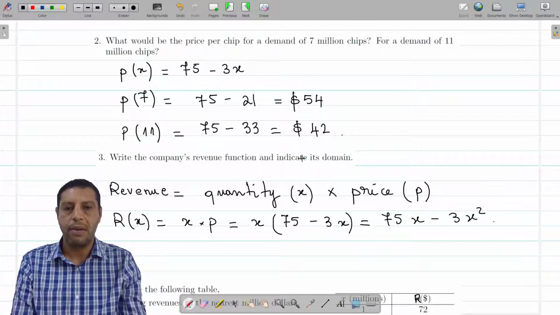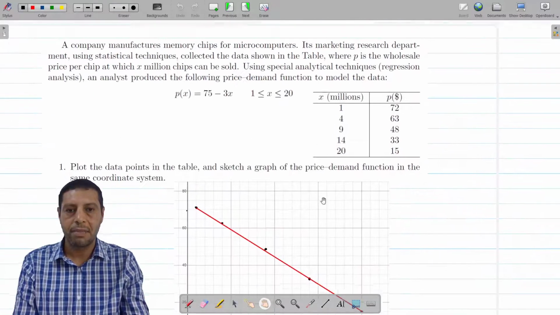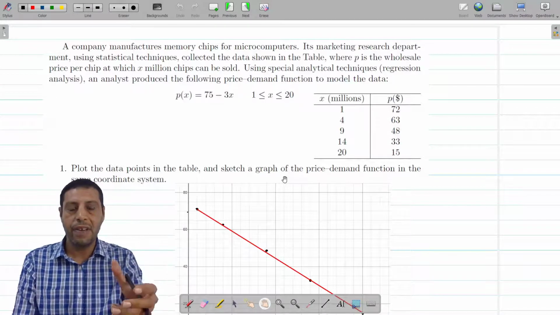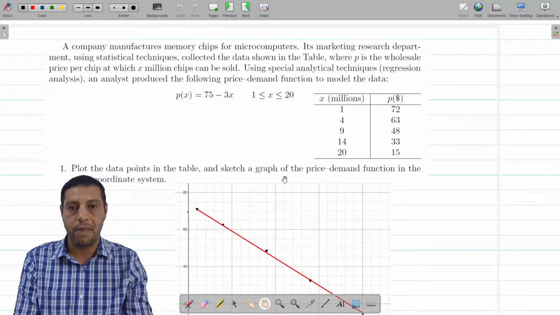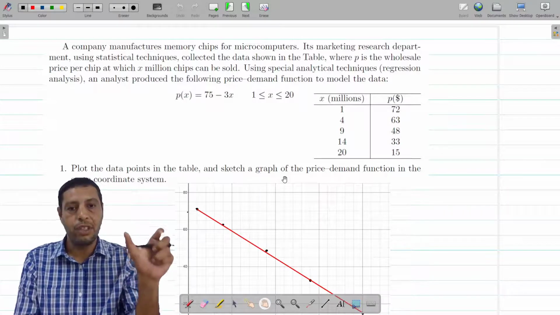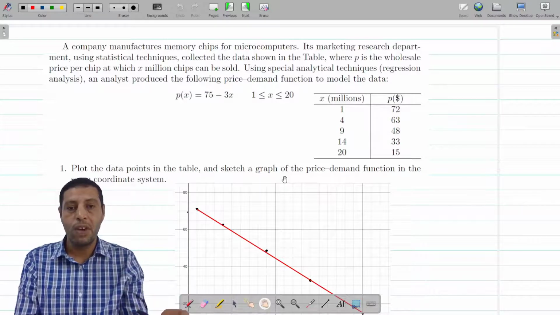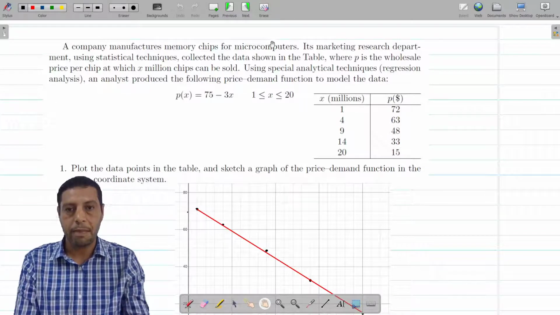Now, the second part of the question is: indicate the domain of the revenue function. Since the price-demand function at the beginning here is defined for X between 1 and 20, we have to keep the same interval, because the revenue function will inherit the properties of the quantity and the price variables. So please keep in mind that the domain of the revenue, also the domain of the cost, and the domain of the profit will be the same as the demand equation domain.